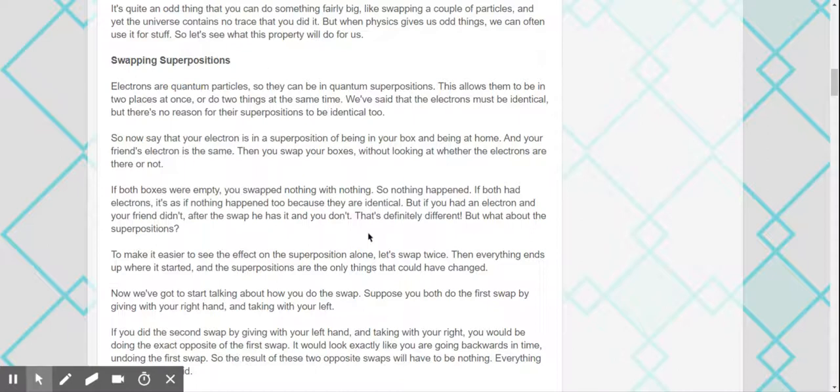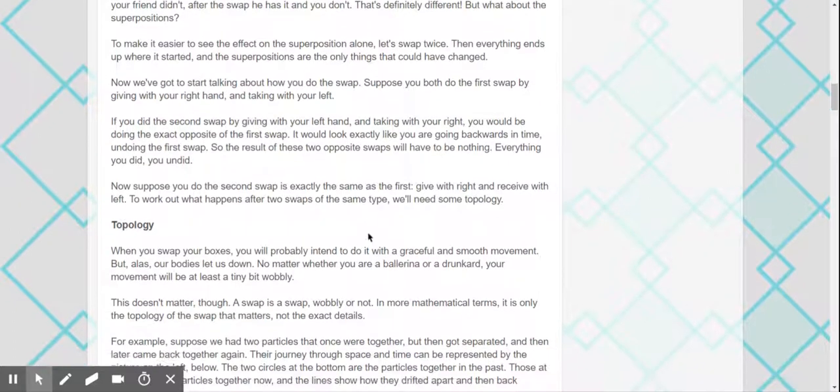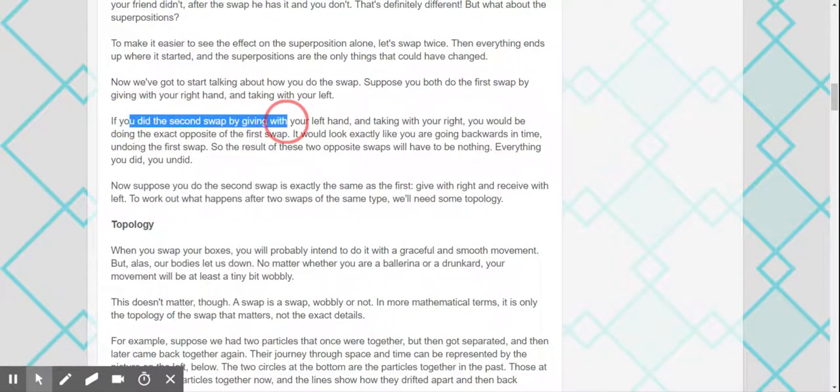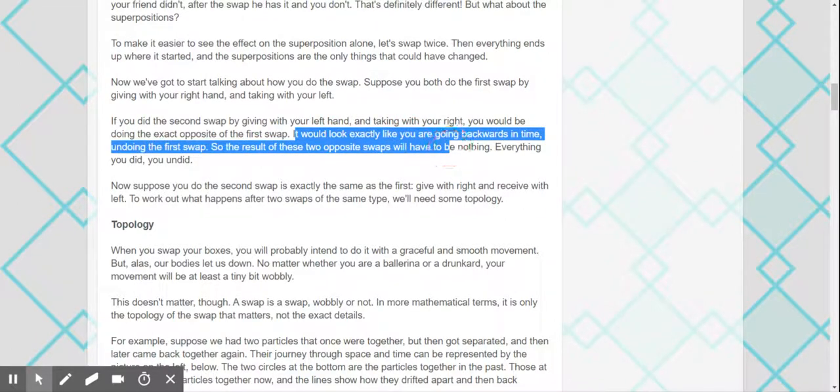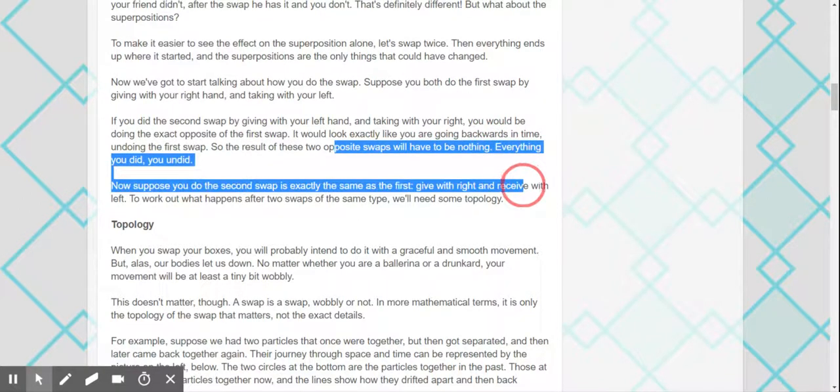To make it easy to see the effect of superposition alone, let's swap twice. Then everything ends up where it started, and superpositions are the only things that could have changed. If you did the second swap by giving with your left hand what you received with the right, you would be doing the exact opposite of the first swap. It would look exactly like you're going backwards in time and undoing the first swap. So the result of these two opposite swaps will have to be nothing. Everything you did, you undid.